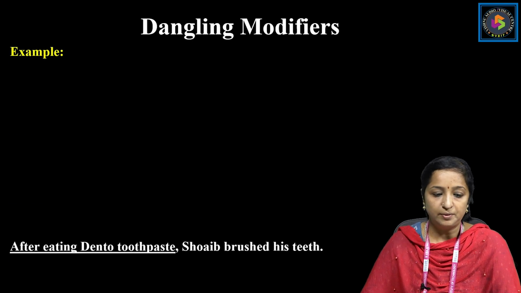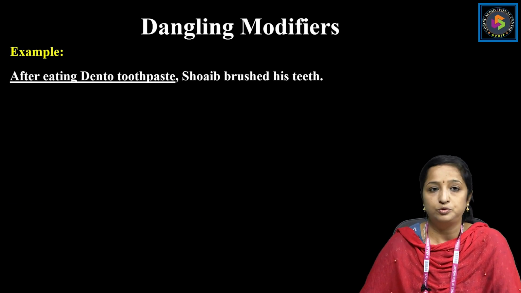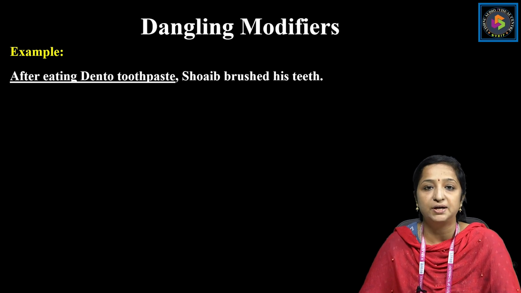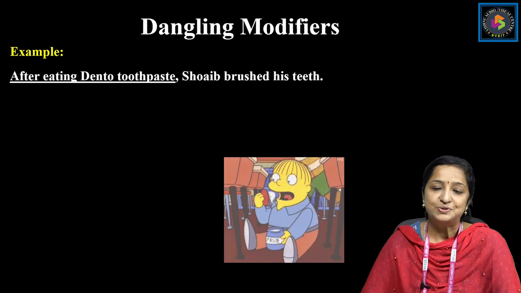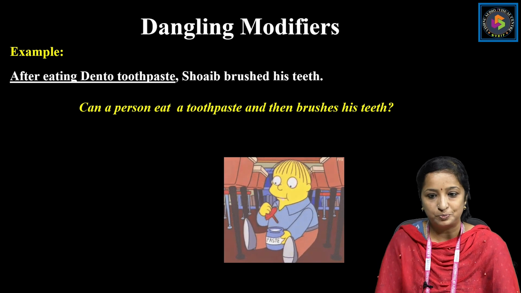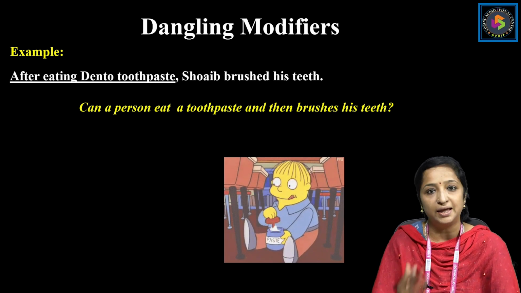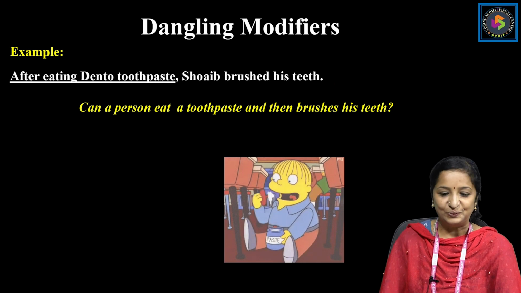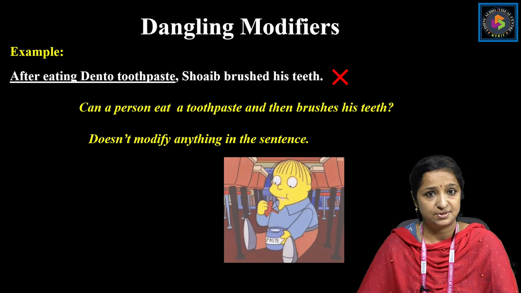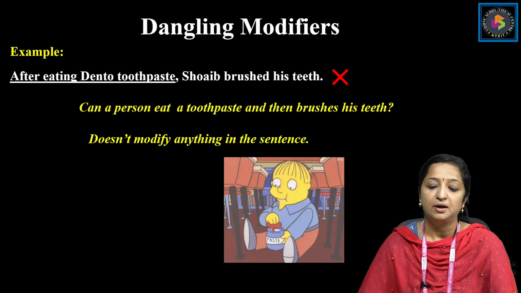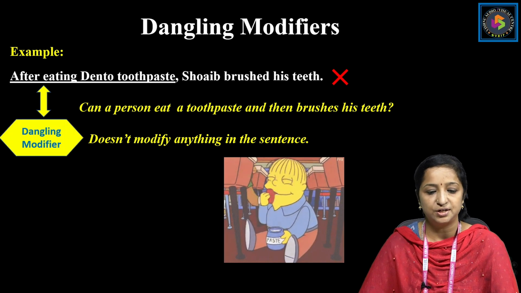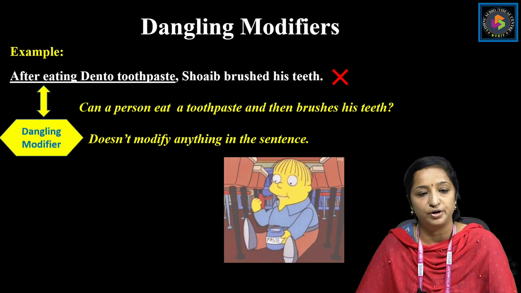Next, the third example. After eating Dento toothpaste, Shoaib brushed his teeth. So here, this sentence conveys the meaning that Shoaib ate the Dento toothpaste, and after eating that toothpaste, he brushed his teeth. So, obviously the sentence is wrong. Same as previous sentences, it does not modify anything in the sentence. So here, "after eating Dento toothpaste" is a dangling modifier.